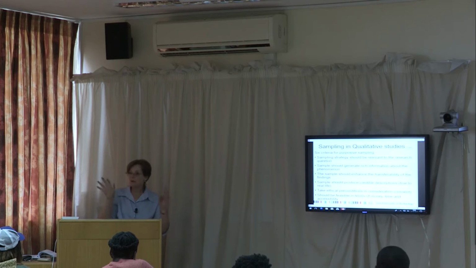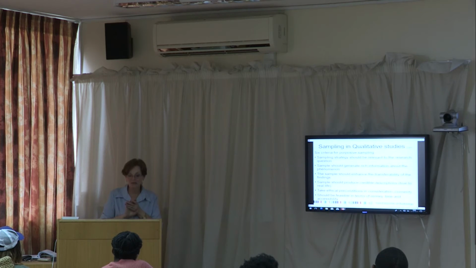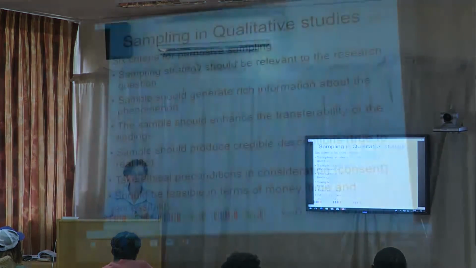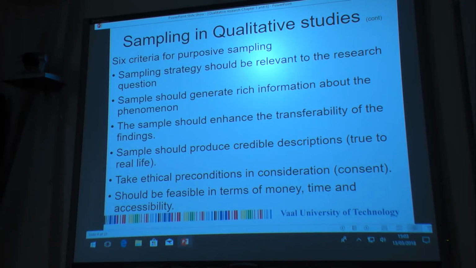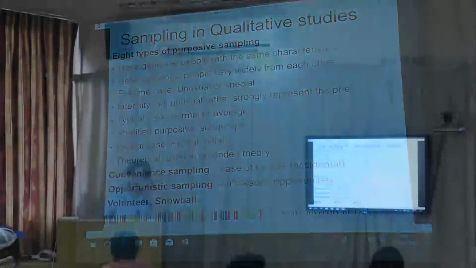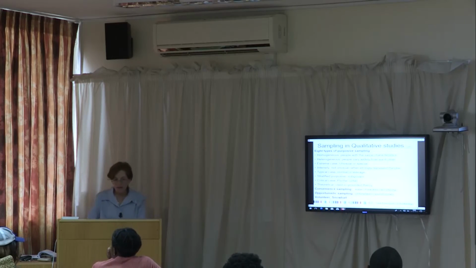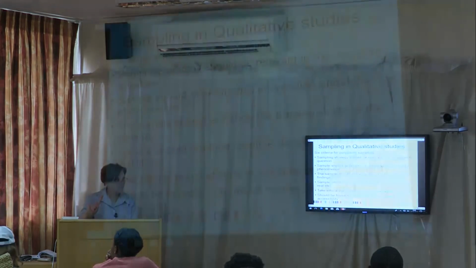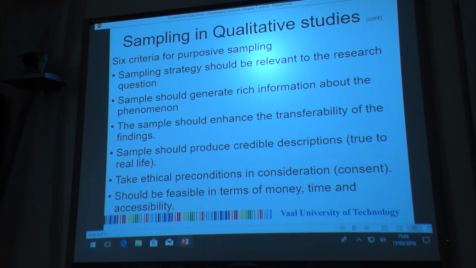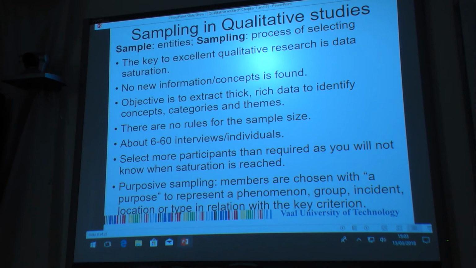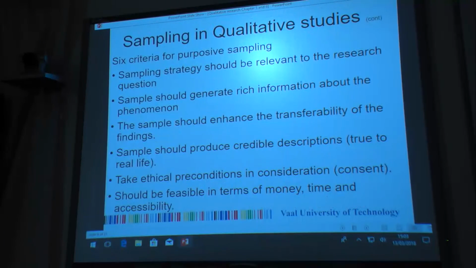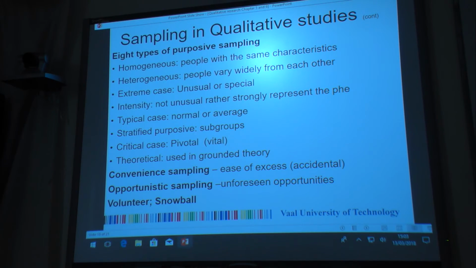Then also, and I think you've all got this idea already, you should take into consideration: is your project feasible? Is it doable? Especially in terms of money, time, and accessibility. And I've explained those all already for you in this lecture. Okay. Then, remember, the previous slide was the criteria for purpose of sampling. There are also, let's go down, 8 types of purposive sampling.